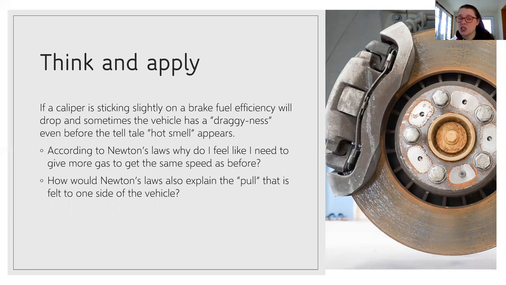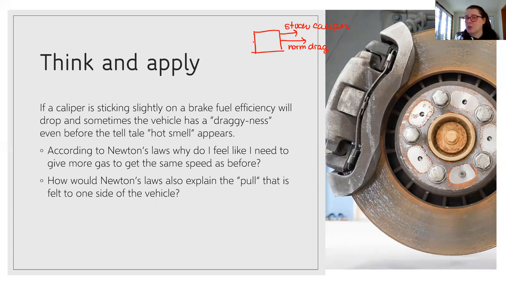Okay. So according to Newton's laws, why do I feel like I need to give it more gas to get the same speed? Well, let's just think. I'm going to think about a diagram. This is my car. If I have a sticking caliper, so let's say this is my normal drag. Normal drag, that's what I'm used to feeling. If I have a sticking caliper, I'm going to feel a little bit of extra pull, a little bit of extra drag. So I have more drag.